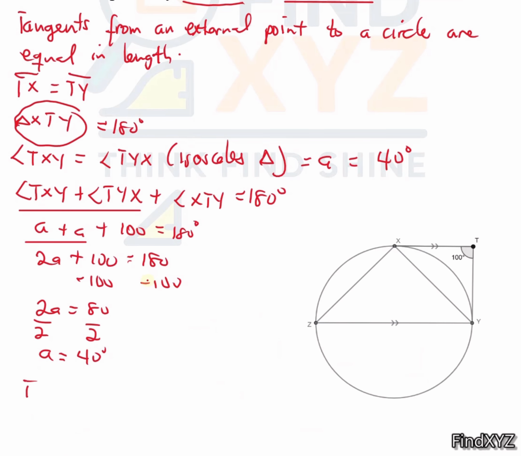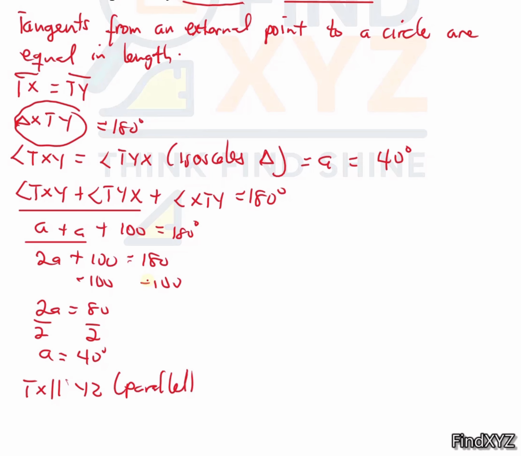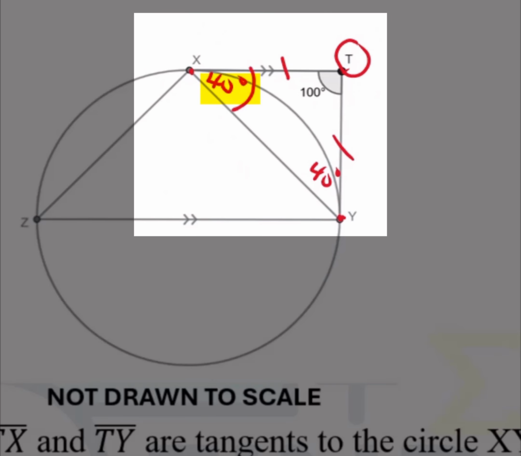So from the two parallel lines, TX being parallel to YZ and being cut by the line XY, this line is called a transversal. Now we know that if two parallel lines are cut by a transversal, the alternate interior angles become equal. So this angle alternates with this angle. Do you see that?